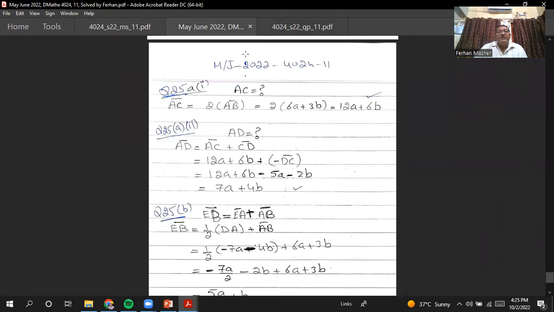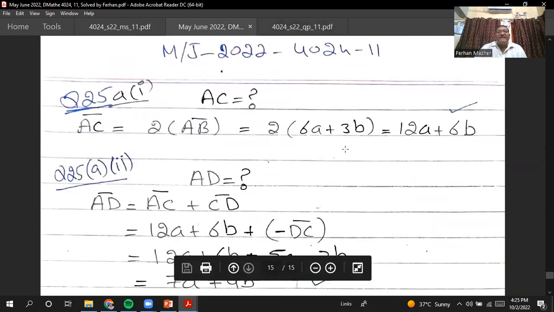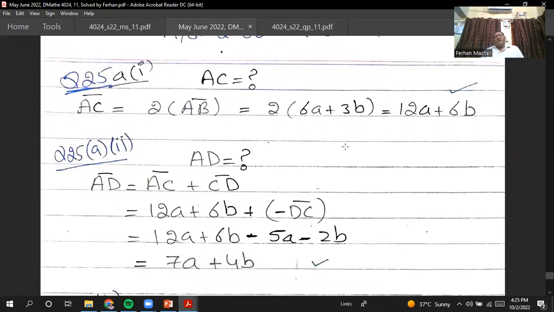So the AC will be 2 times AB because B was the midpoint. So the AC will be equals 2 times AB. We know the value of the AB. So we put that value here. So 2 bracket 6A plus 3B bracket close. So that will be 12A plus 6B.